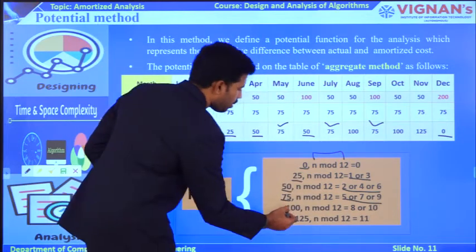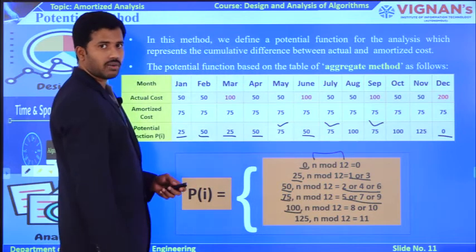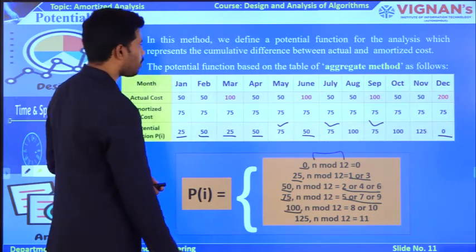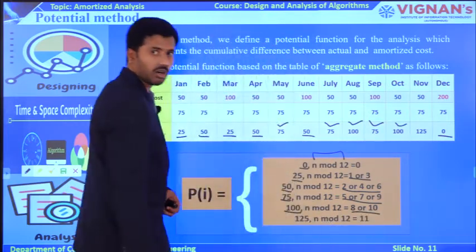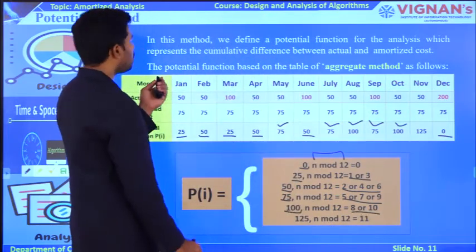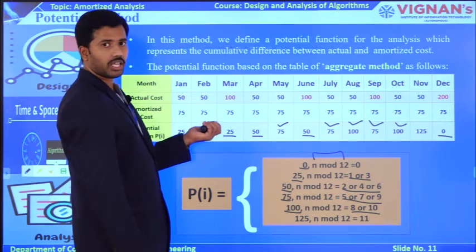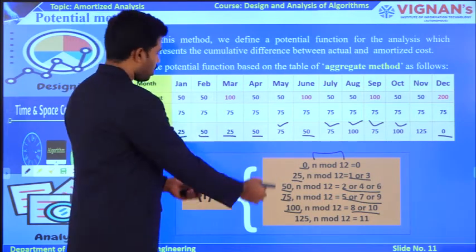And at how many months am I going to get the potential value as 100? Ultimately it is possible at the 8th month as well as the 10th month. That's why here it is declared as 8 or 10. So based on this aggregate method table, you have the capability to convert this into a potential function.